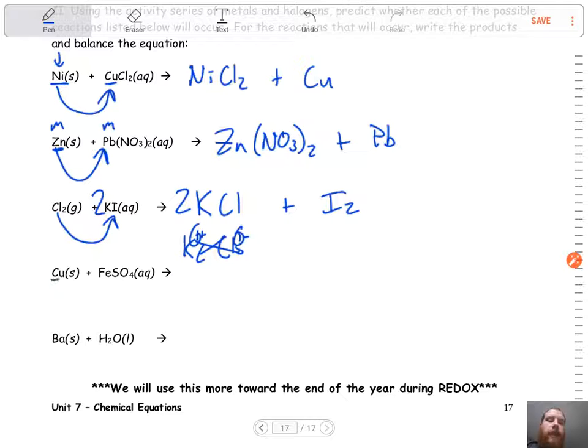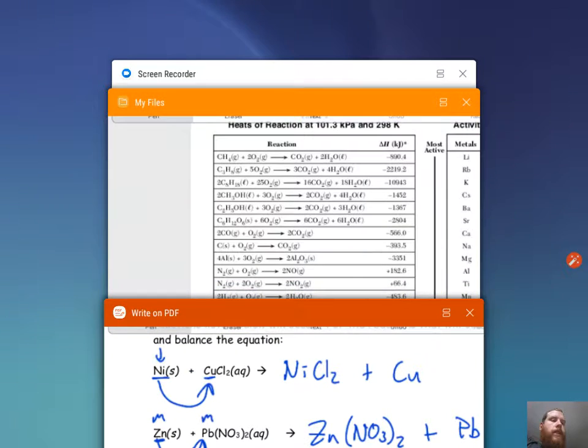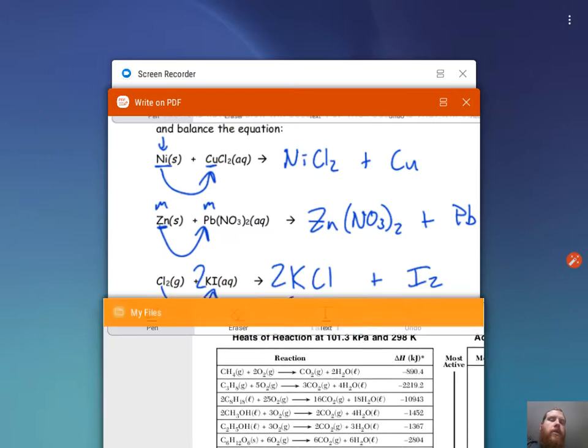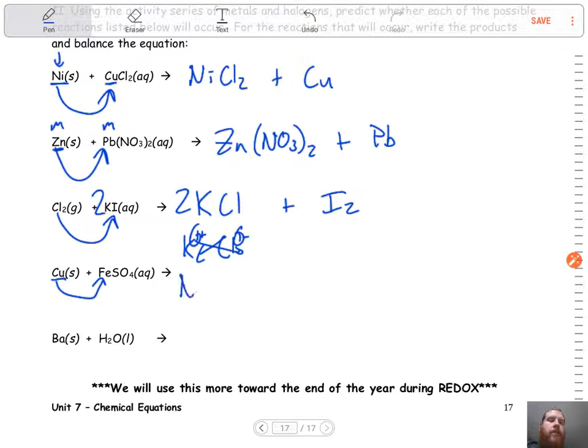All right, next one. Copper is going to try to kick out iron. Let's go to table J and see if this will actually take place or not. So copper is all the way down here. Iron's right here. So this one, copper's lower. This will not take place. So all we have to do when we see that is say no reaction. Copper's not strong enough to kick out iron.